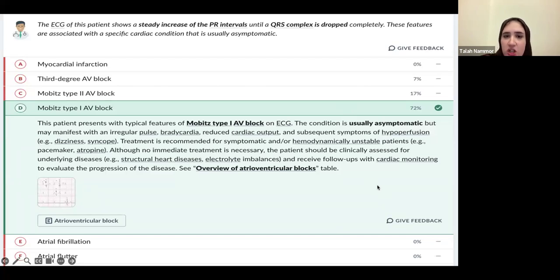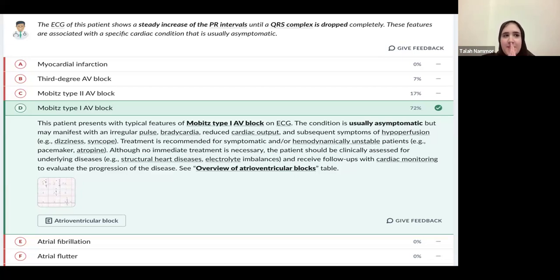So we have a steady increase in the PR interval until poof. Guys, did they tell you the story about which is more dangerous, Mobitz type 1 or Mobitz type 2? Did they tell you the story, so you remember why type 2 is worse? No? So basically, my TA, when I was in third year, told us that in type 1, the PR interval is going to increase, increase, increase, and then it's going to disappear.